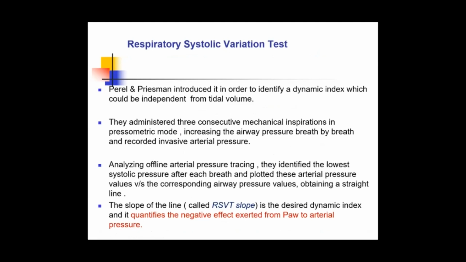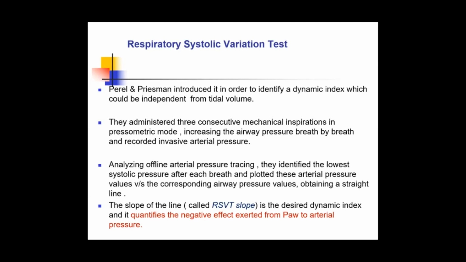So the other is the respiratory systolic variation test. Preisman introduced it in order to identify a dynamic index which could be independent from tidal volume. They administered 3 consecutive mechanical inspirations in pressometric mode, increasing the airway pressure breath by breath, and recorded invasive arterial pressure. Analyzing the arterial pressure tracing offline, they identified the lowest systolic pressure after each breath and plotted these arterial pressure values versus the corresponding airway pressure values, obtaining a straight line.